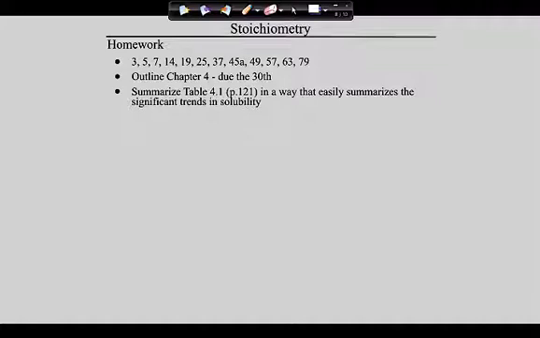If you're on top of things, you should be able to take table 4.1 and condense it down to 4 to 6 sentences. And some of you picked up on this, right? There are huge trends to the solubility rules. All nitrates dissolve in water. All acetates dissolve in water. All halogen-containing compounds dissolve in water unless they're bonded to silver, lead, or mercury. All group 1 salts dissolve in water. There's all sorts of trends. See if you can find them and summarize them.